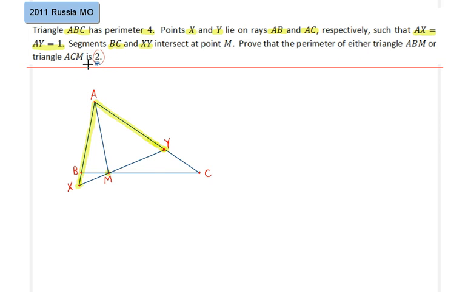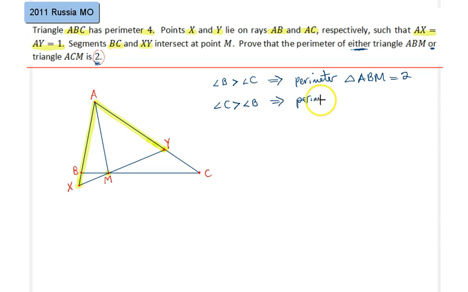So the statement which is bothering us, this either-or case, is basically telling you that if angle B is greater than angle C, then the perimeter of triangle ABM is equal to 2. In the opposite case, where angle C is greater than angle B, it is the perimeter of triangle ACM which is actually 2.